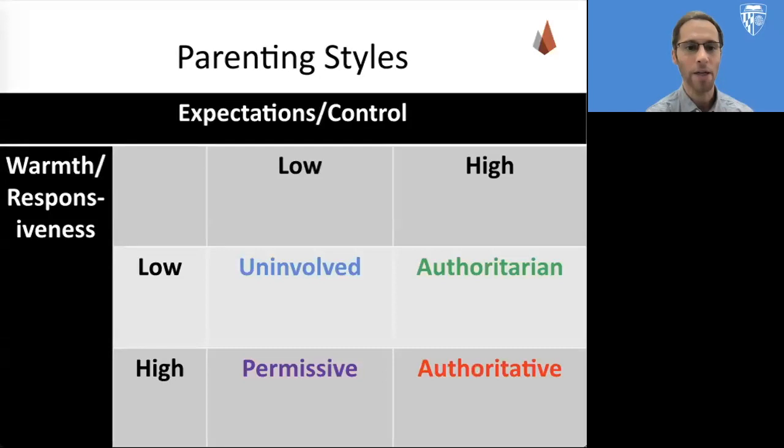Parenting styles were studied and coined by developmental psychologist Diana Baumrind. Parenting styles arise from the ways caregivers resolve conflicts that naturally occur during a child's development. These two broad factors on which parenting styles are based are warmth and responsiveness, which you can see on the left side of the chart, and expectations and control, which you can see on the top.